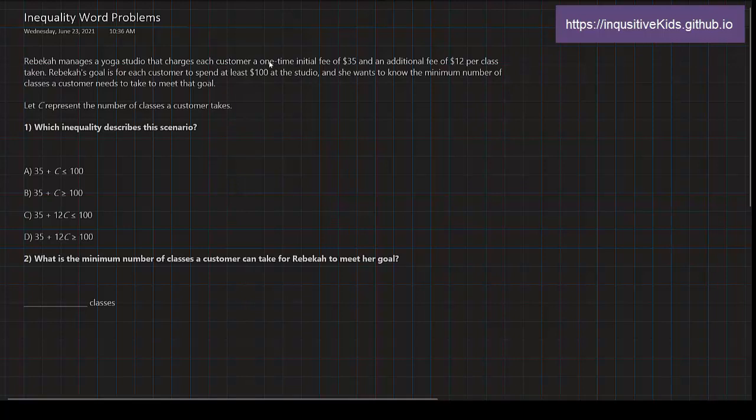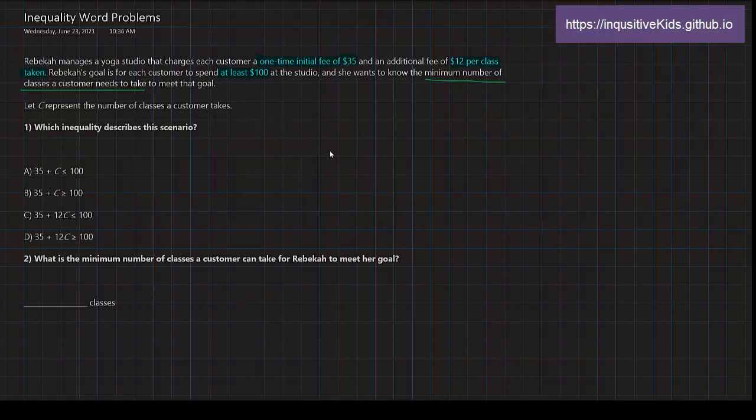Okay, let's read the problem. Rebekah manages a yoga studio that charges each customer a one-time initial fee of $35. And there's an additional fee of $12 per class taken. And Rebekah's goal is for each customer to spend at least $100 at the studio, and she wants to know the minimum number of classes a customer needs to take to meet that goal. So let C represent the number of classes a customer takes.